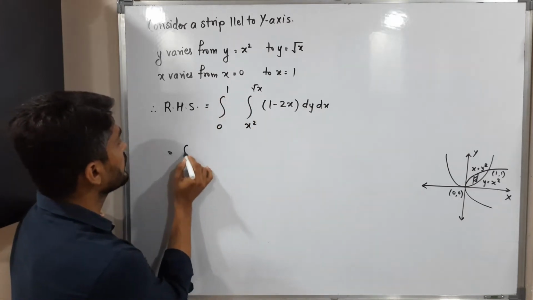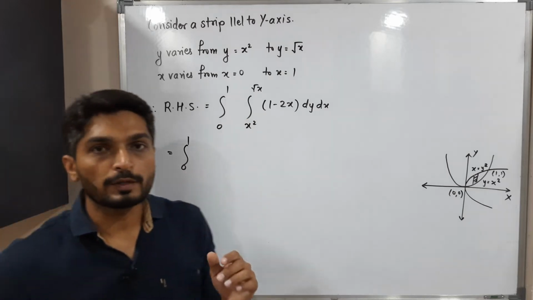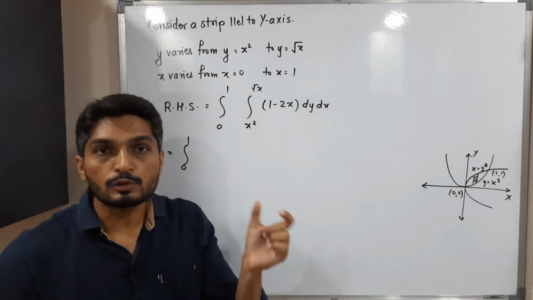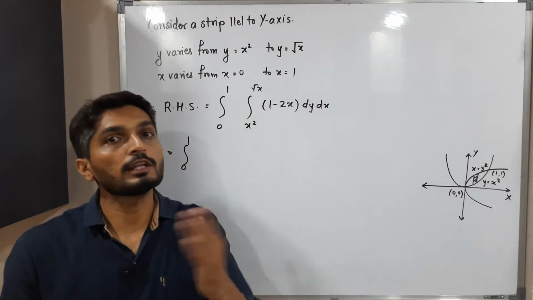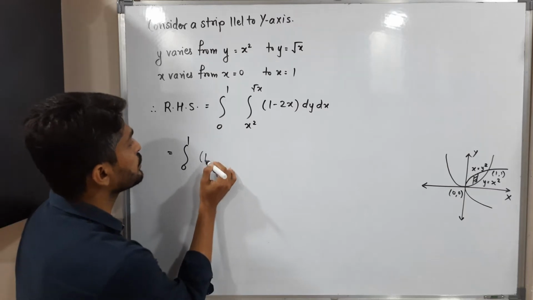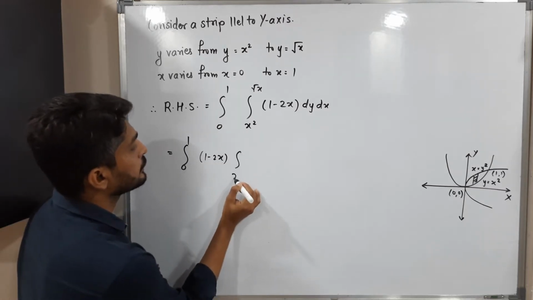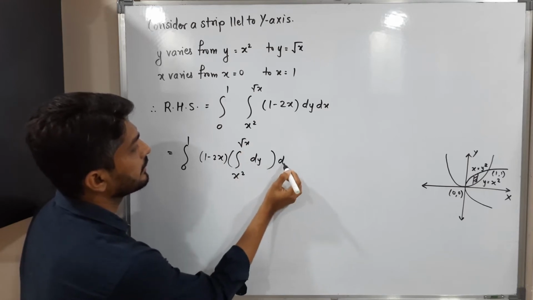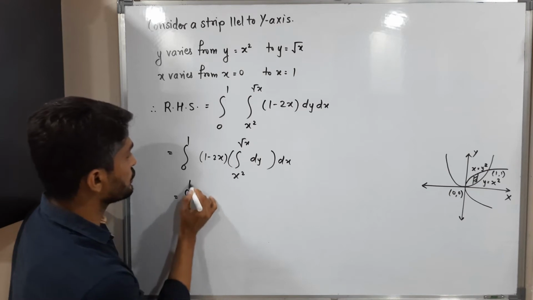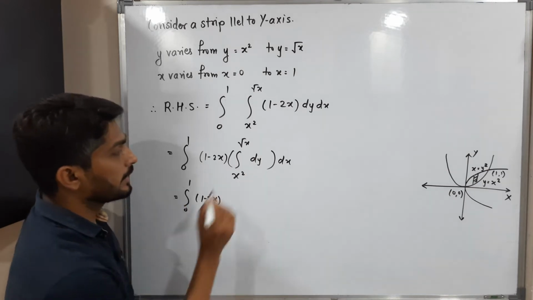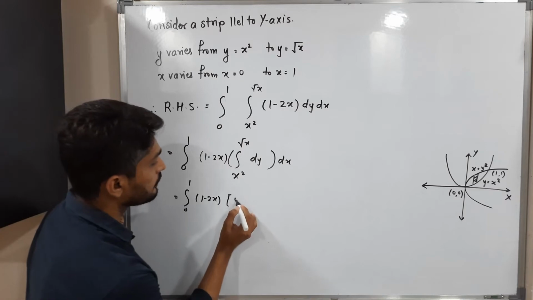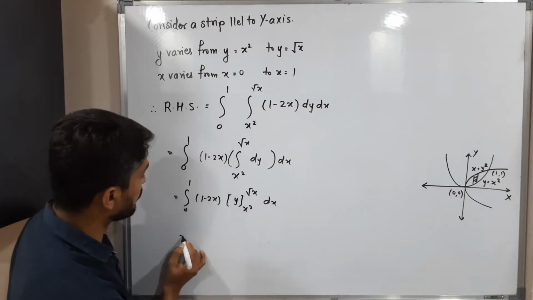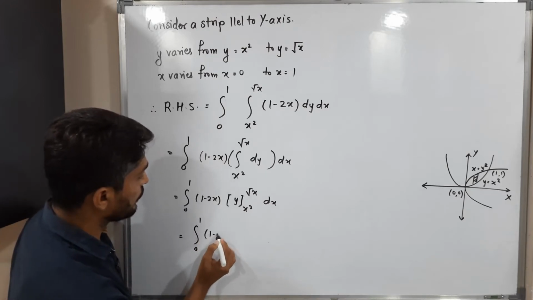So let us solve it, integration 0 to 1. First of all, we are solving the inner integration which is with respect to y. This bracket does not contain any y, so it's constant. It will come outside the inner integration. So 1 minus 2x will come outside, integration x square to root x dy and dx. So this is equal to integration 0 to 1, 1 minus 2x, integration of dy is y, okay? y from x square to root x, dx. Let us put the upper limit, lower limit. Integration 0 to 1, 1 minus 2x.